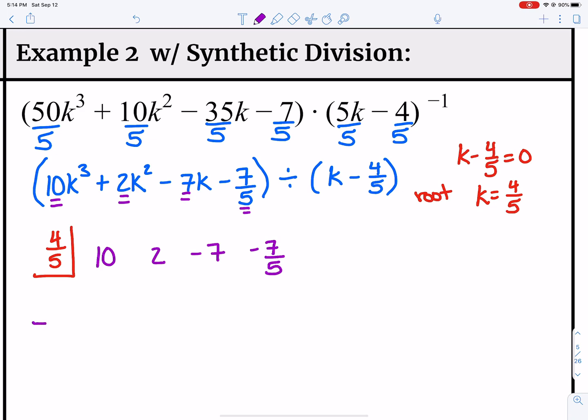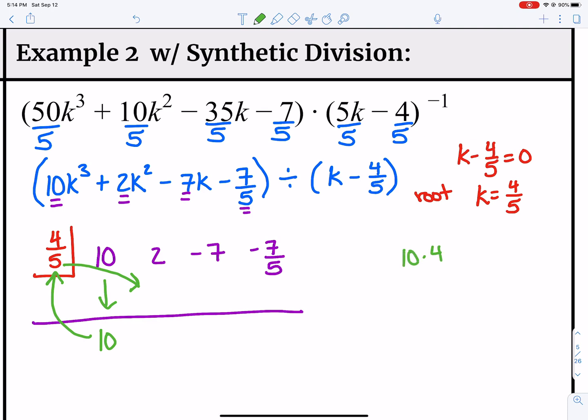Synthetic division uses the coefficients to generate the coefficients of your quotient. All right, let's draw a line, leave room for another row of numbers, and let's bring down the first number. We always want to just drop that one down to get started. So you have 10 to get started. We would say 10 times 4/5, and we would place that number underneath the next number, which is 2. So 10 times 4/5 would be 10 times 4 divided by 5. So what's 40 divided by 5? That would be 8. So let's put 8 underneath the 2.